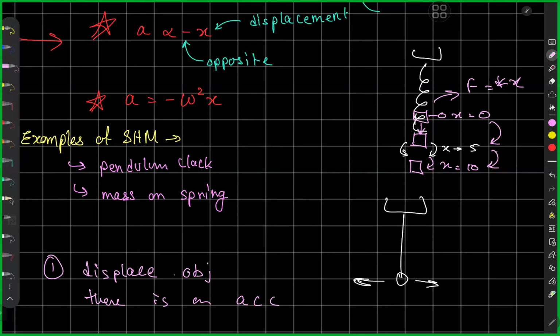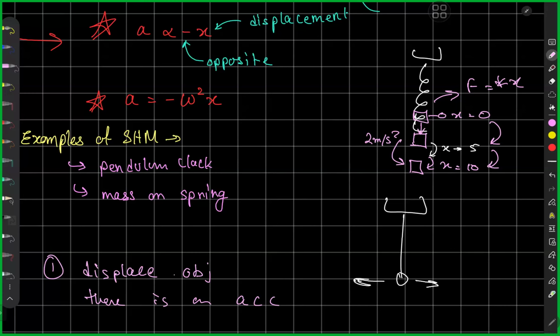So how do you think the acceleration will vary over here? Going from 5 to 10, what is the increase in displacement? It went twice. So if the acceleration at x is equals to 5 is, let's say, 2 meter per second square, what will be the acceleration over here at x is equals to 10? Any idea?